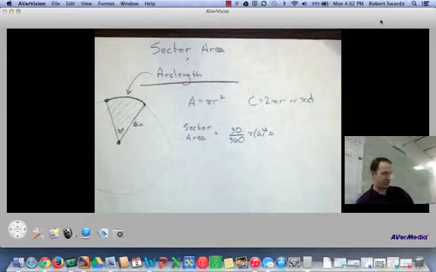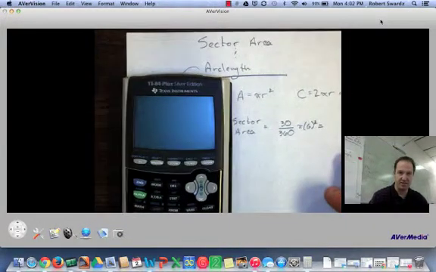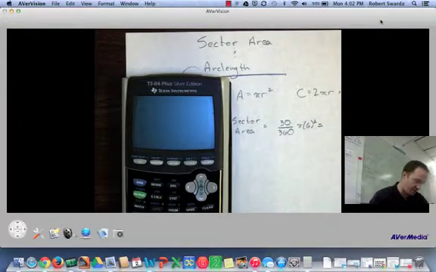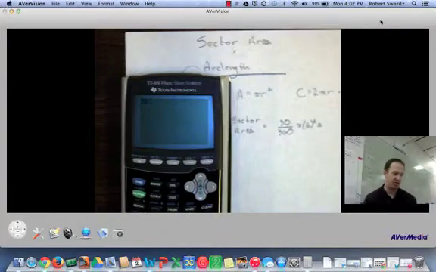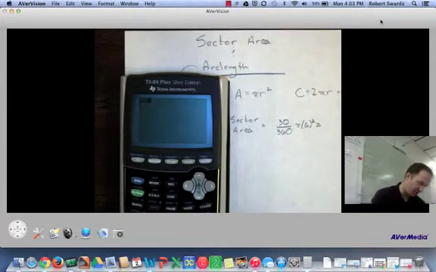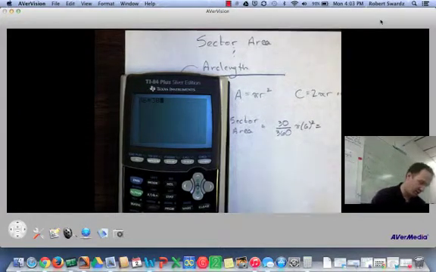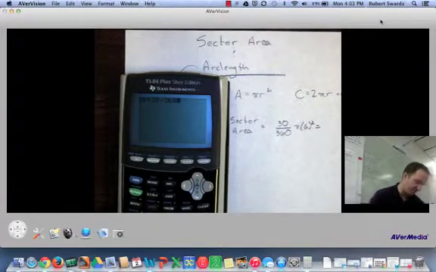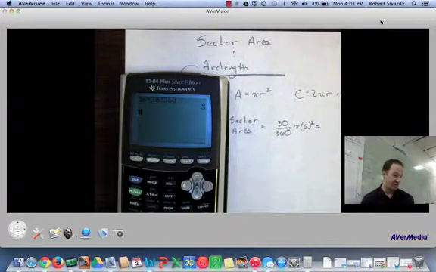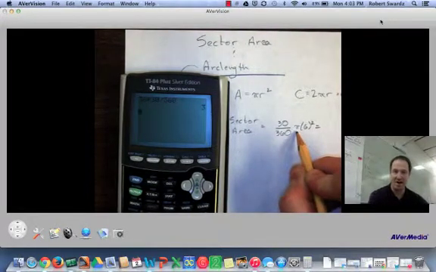Now, in order to do that in your calculator, you'll do 6 squared. You can do that in your head. You can use a calculator if you want, but 6 squared is 36. You're going to multiply by the top number in the fraction, so times 30, and then divide by the bottom, so we're going to divide by 360. And that is, oh look at that, 3. So now I didn't do anything with the pi.